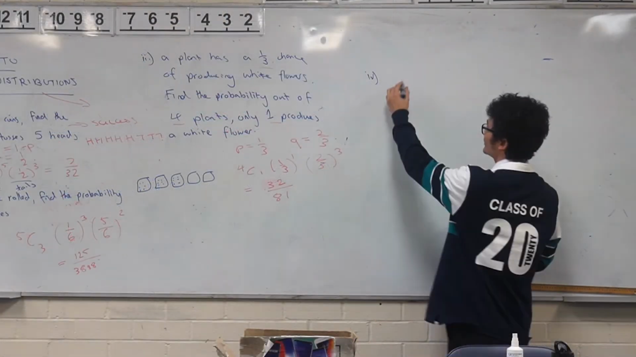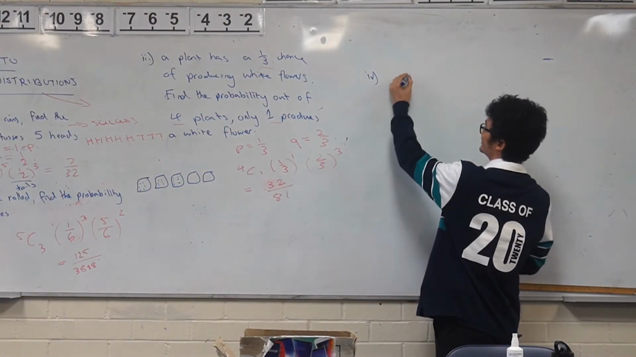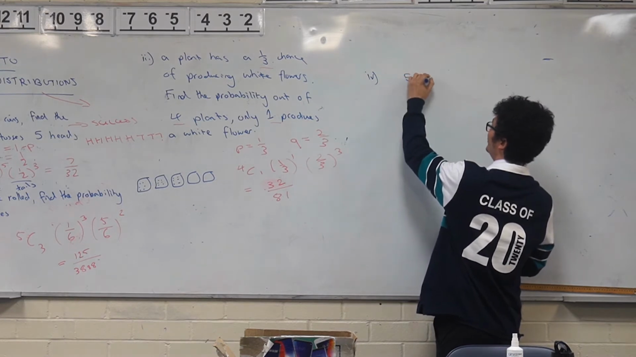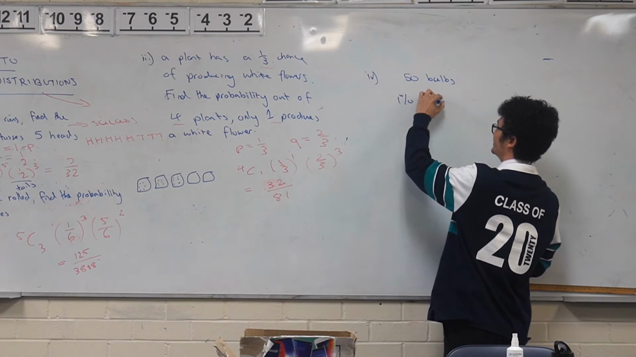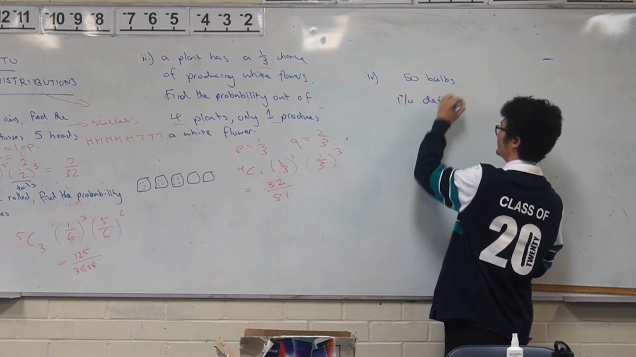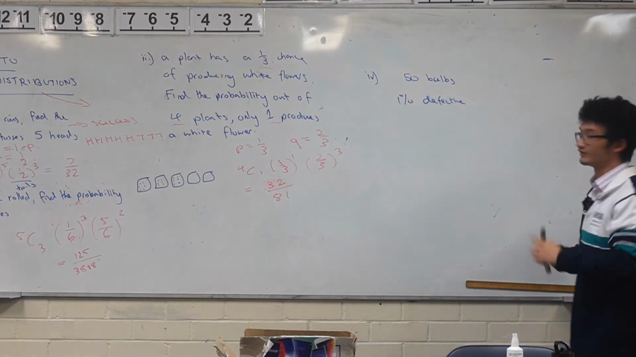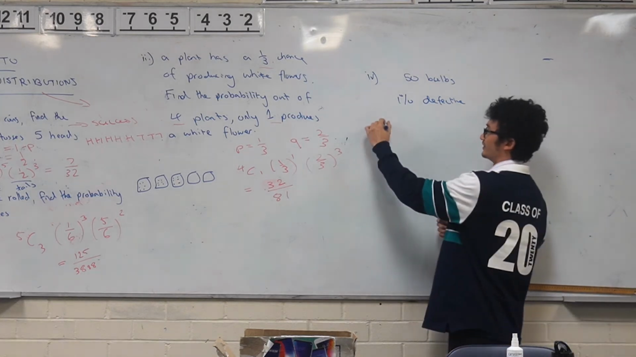So there's some light bulbs, in a pack of 50. So 50 bulbs. 1% are defective. Find the probability that there are none defective in the pack. Okay, so there's two parts, right? So part A.